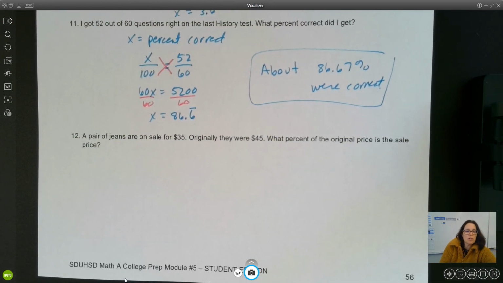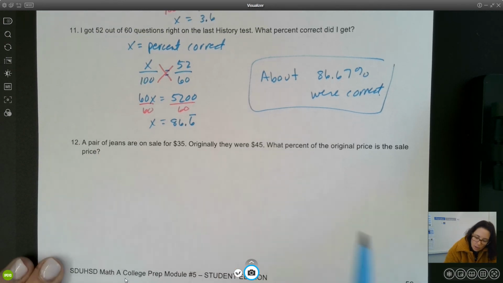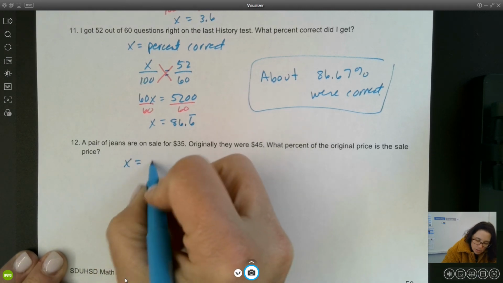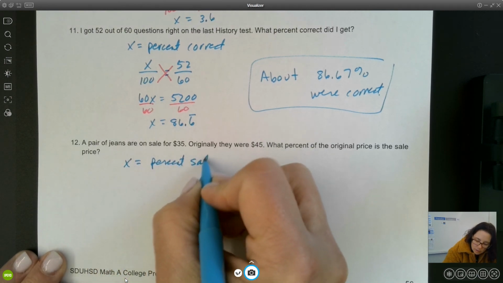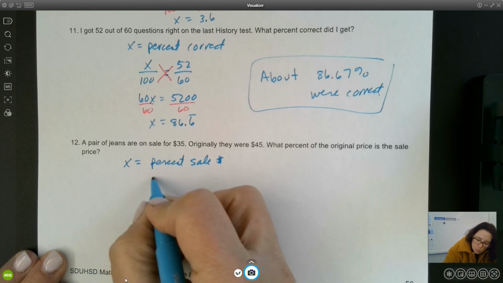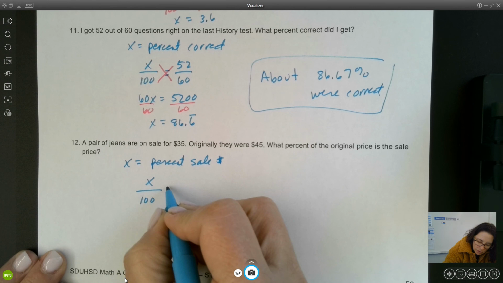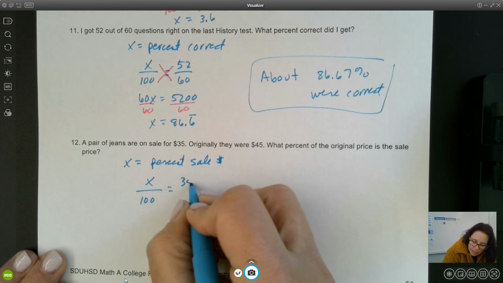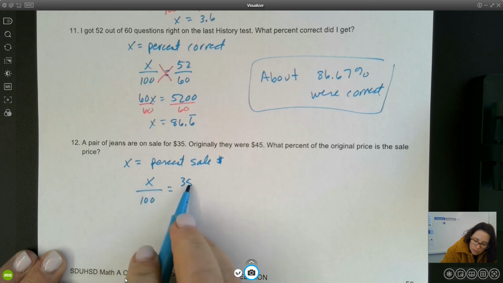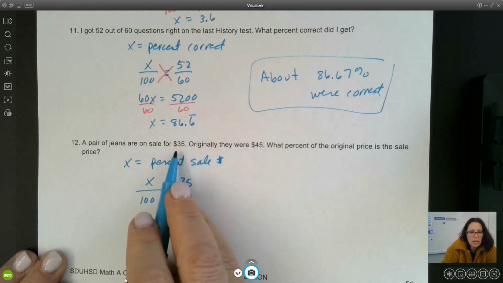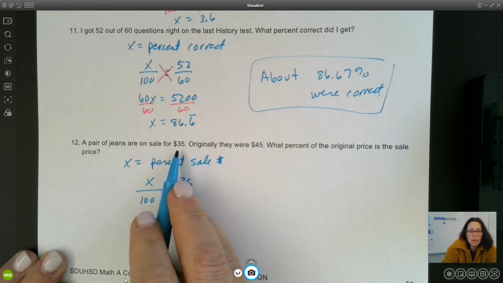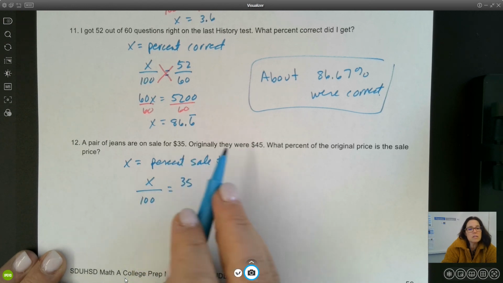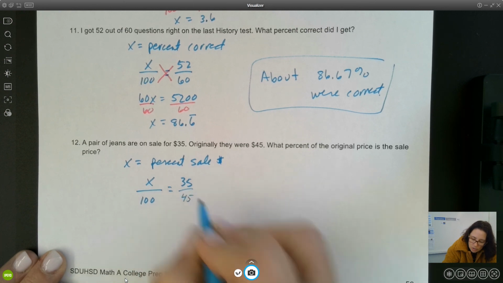Last one. A pair of jeans are on sale for 35 bucks. Originally they were 45 bucks. What percent of the original price is the sale price? All right, so x equals the percent sale price. So we're looking for the percent sale price over 100 equals the 35. You always got to think about, should I be bringing in the 10 for the difference? But no, we're looking for what $35 is of the $45. So there's our setup.